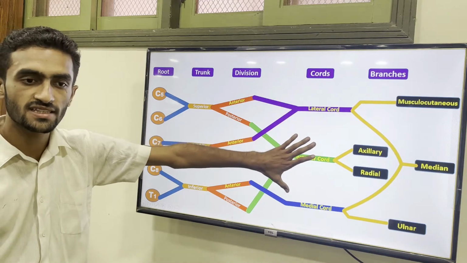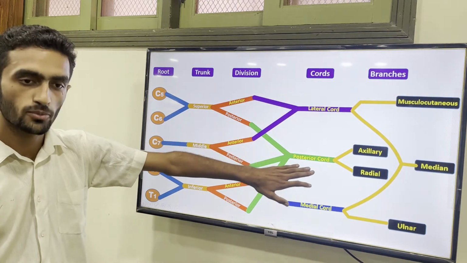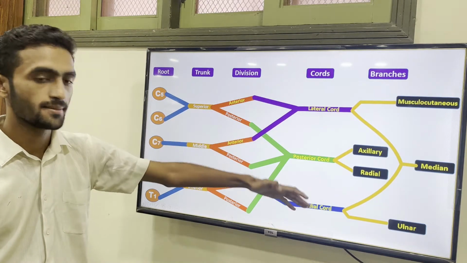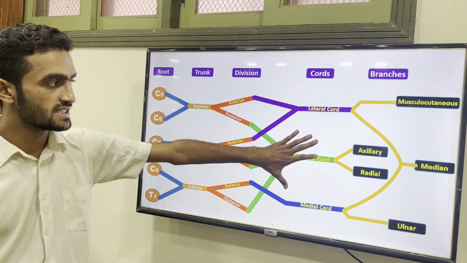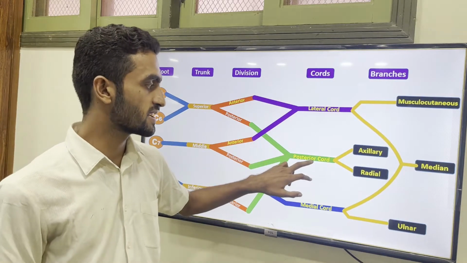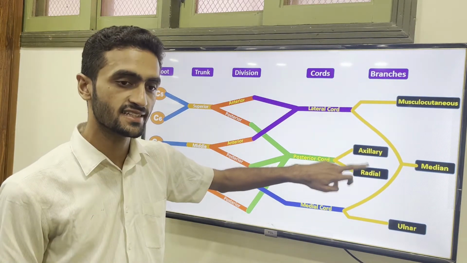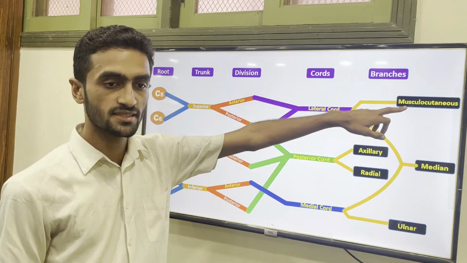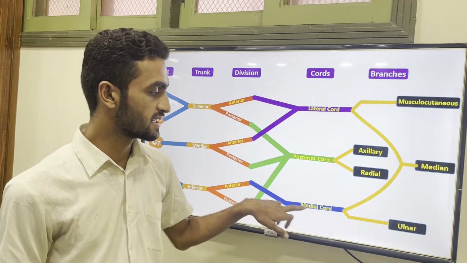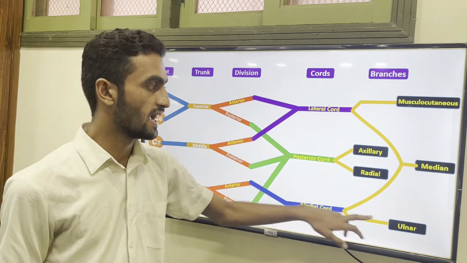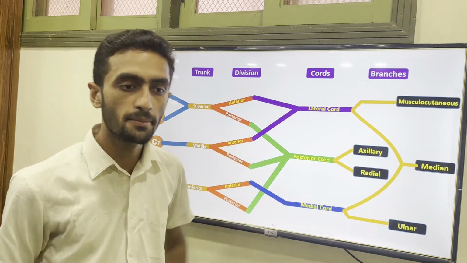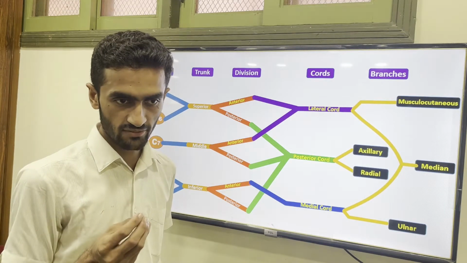All these are in relation with the axillary artery. So the posterior cord is posterior to your axillary artery, lateral is lateral to the axillary artery, medial is medial to it. And from the posterior we have 2 nerves coming out: one is the axillary, one is the radial. Lateral gives the major musculocutaneous, and the medial gives the ulnar. And medial root from here, lateral root from here form the median nerve. This is actually the formation of that.